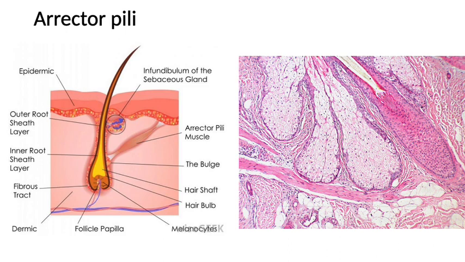The erector pili muscle, this is a smooth muscle which is attached to, if you can see here, one end to the papillary layer of the dermis and the other end to the connective tissue sheath of the hair follicle. तो ये जब भी contract होता है, then the hair moves in a vertical position. So this occurs in response to cold, fear or danger.